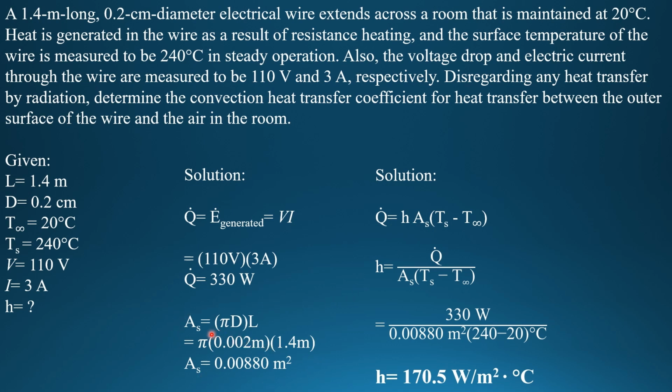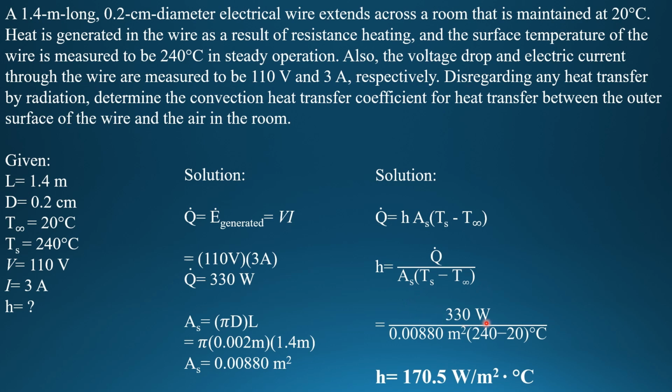So the surface area of the wire is equal to pi times the diameter times the length. So it is equal to pi times 0.002 meters times 1.4 meters, and it will give us a surface area that is equal to 0.00880 square meters.